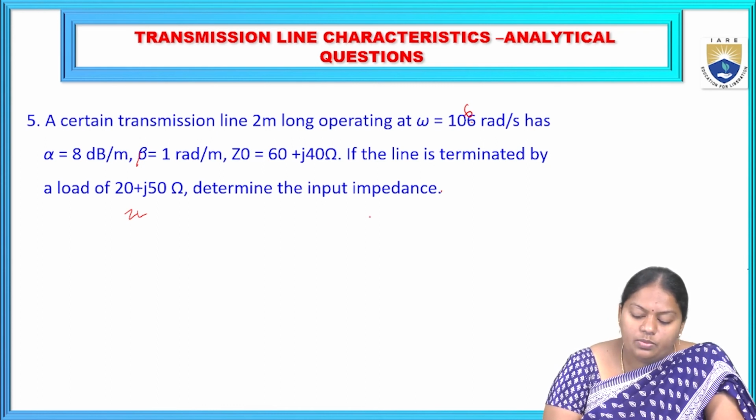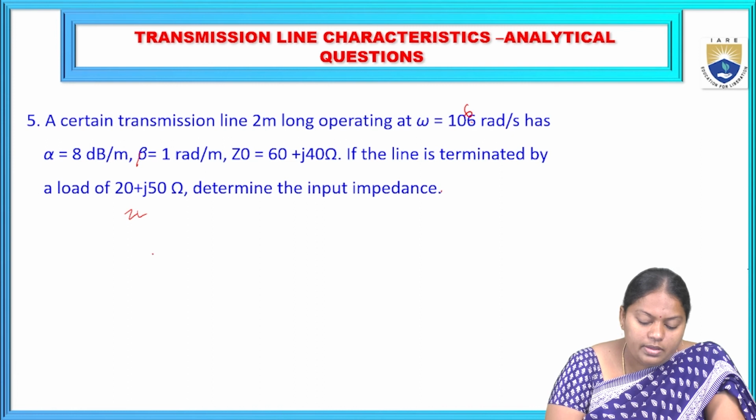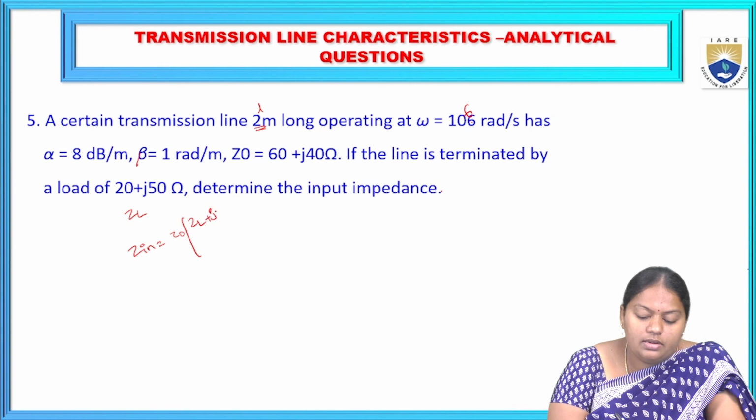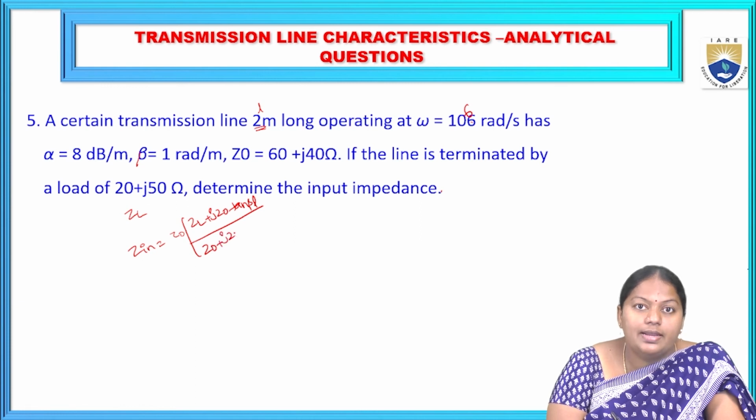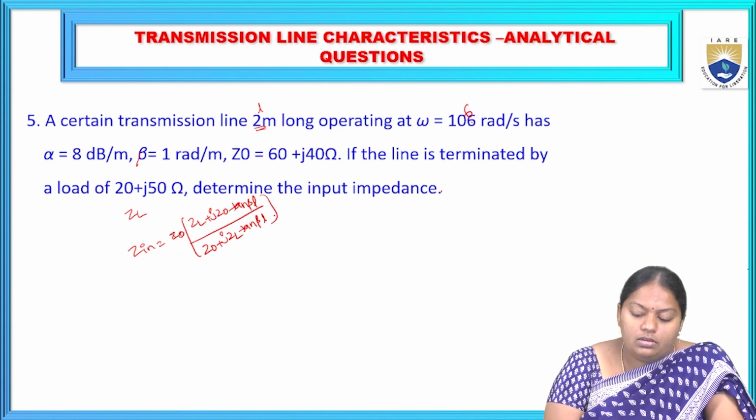Okay. So to find the input impedance, the formula we used to consider here is for a certain transmission line 2 meter long, meaning L value is also given as 2 meters. Right? So the input impedance Zin is equal to Z0 into ZL plus JZ0 tan beta L by Z0 plus JZL tan beta L. So in this, you just substitute every value.